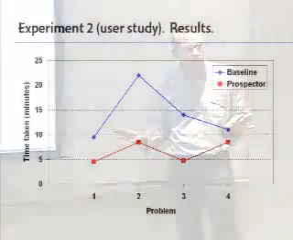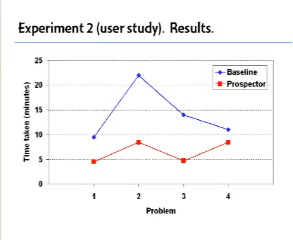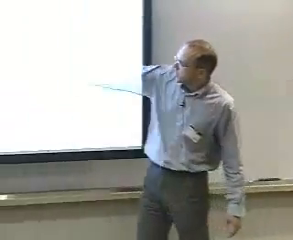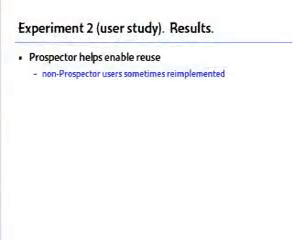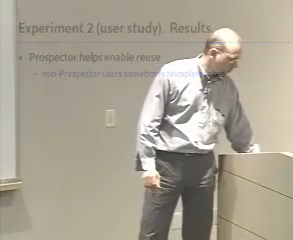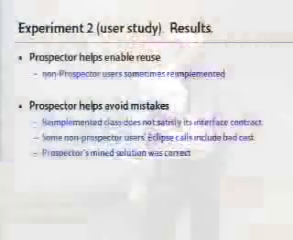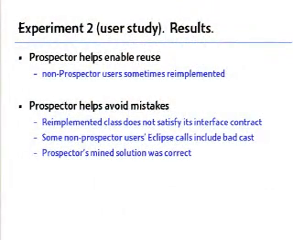Then we did a user study. We gave programmers 4 problems to solve, 2 with Prospector, 2 without, and measured the time it takes them to solve them. On these 4 problems, typically Prospector led to code that was written twice as fast and was more correct too. Without Prospector, programmers often reused code, but by re-implementing. They found 100 lines of code and cut and pasted it. So it's reuse, if you want to call it reuse.